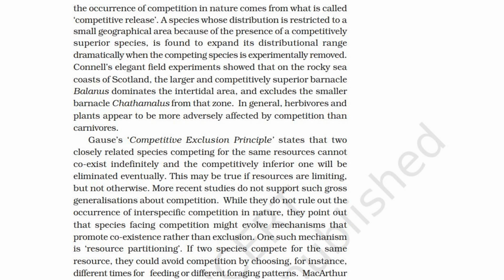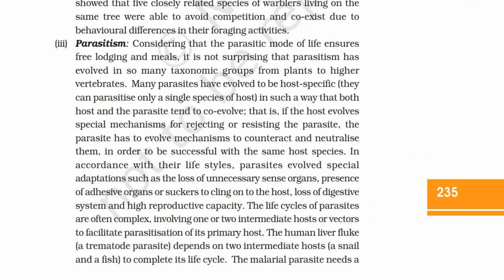More recent studies do not support such gross generalizations about competition, while they do not rule out the occurrence of interspecific competition in nature. They point out that species facing competition might evolve mechanisms that promote coexistence rather than exclusion. One such mechanism is resource partitioning. If two species compete for the same resource, they could avoid competition by choosing, for instance, different times for feeding or different foraging patterns. MacArthur showed that 5 closely related species of warblers living on the same tree were able to avoid competition and coexist due to behavioral differences in their foraging activities.